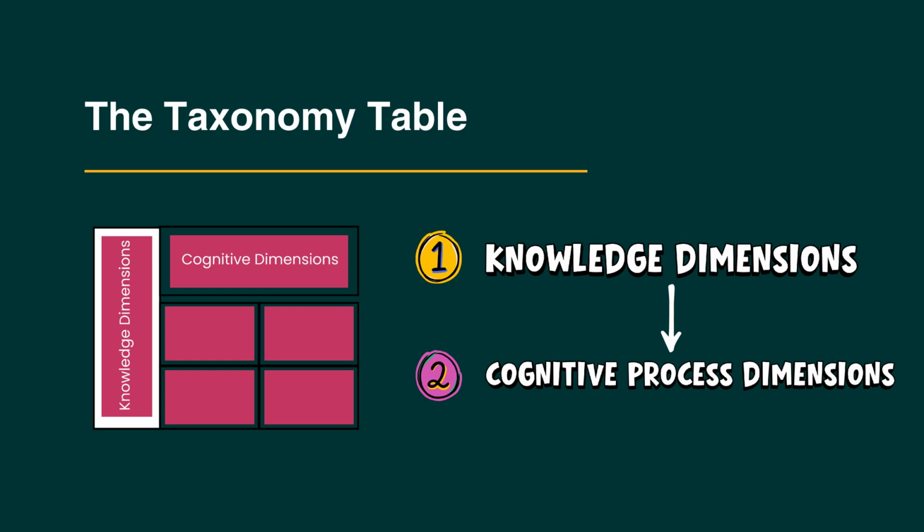Once we know what knowledge is being taught, the second step is to define how learners will think about it. Do they only need to remember? Or must they apply, analyze, evaluate, or even create something new? This defines the level of cognitive process.